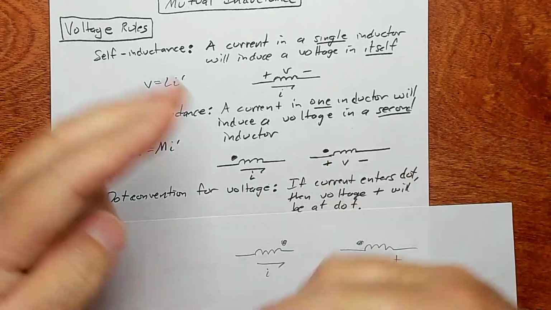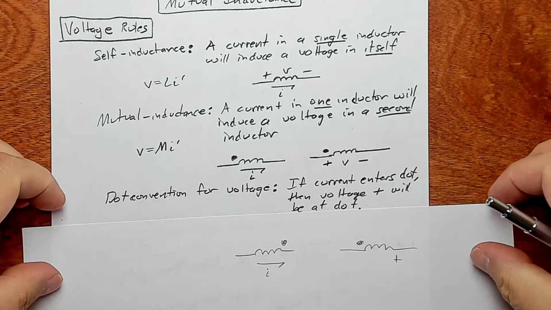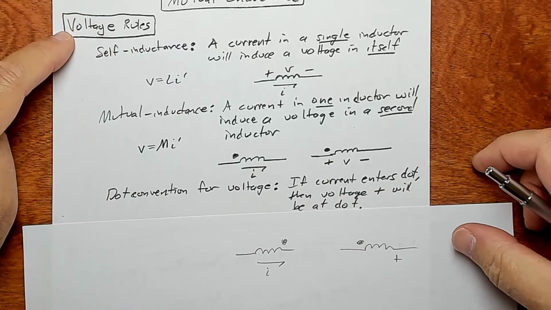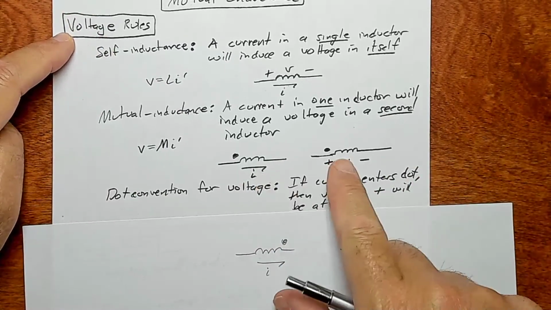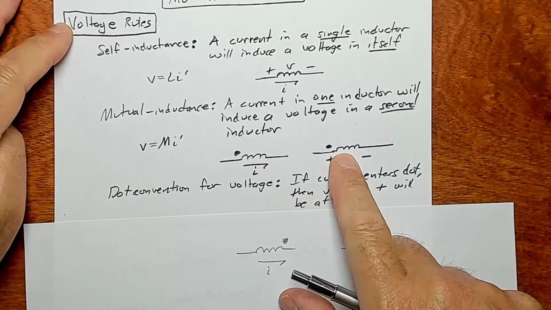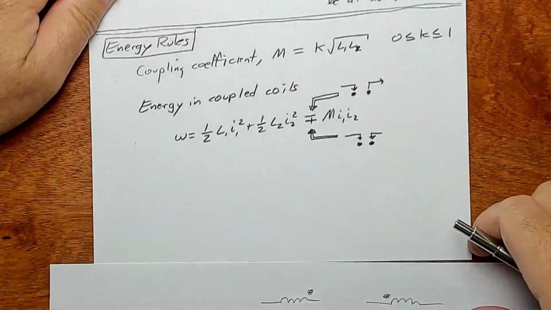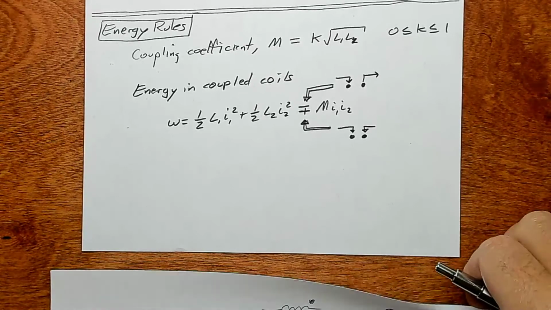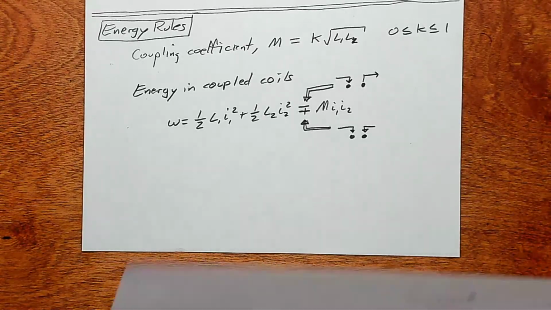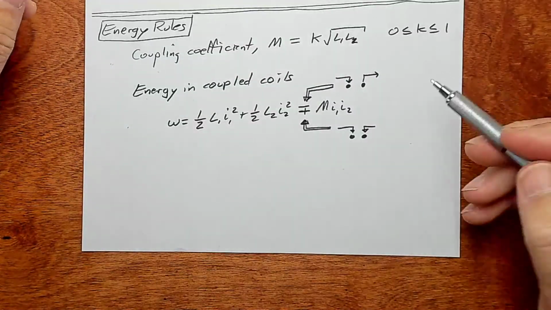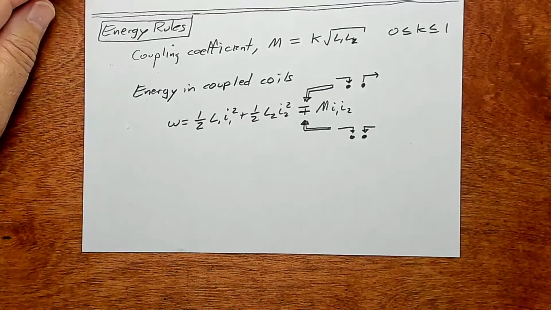And the dots represent the coil arrangements. Okay, this is for voltage. This is the dot convention for voltage. We also have energy, and we have a dot convention for energy. So this is the one that there's 4 cases on. Yeah, I was confusing myself.